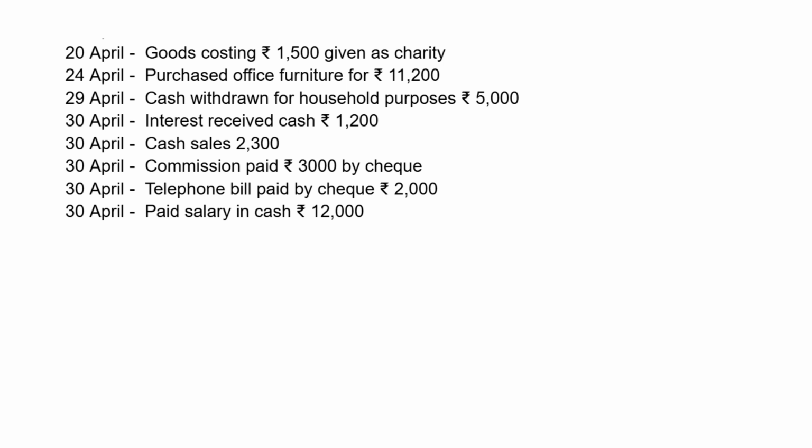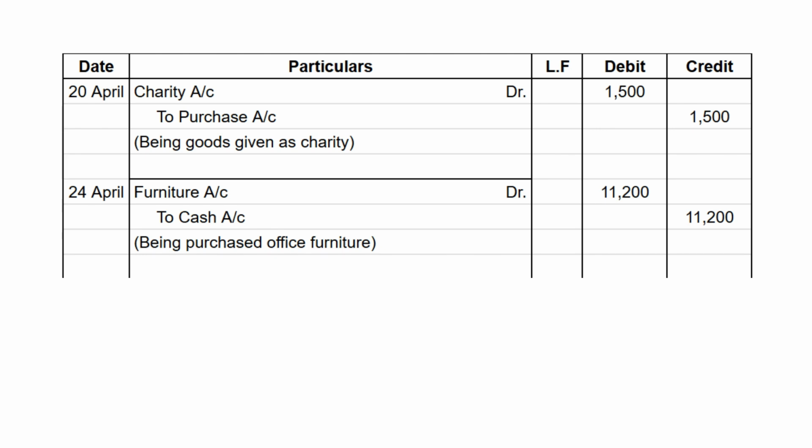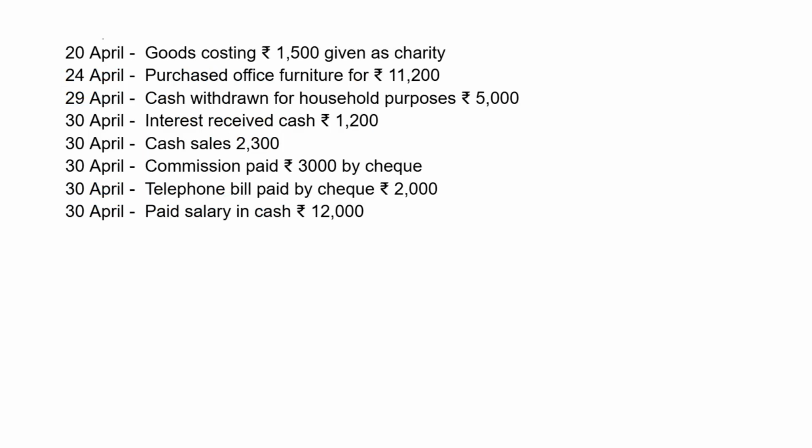Let's see how we'll record it. 24th April, furniture account debit 11,200 to cash account 11,200. And the narration is being purchased office furniture. Next, 29th April, cash withdrawn for personal use, rupees 5,000.